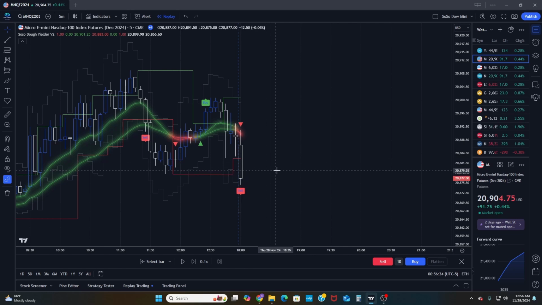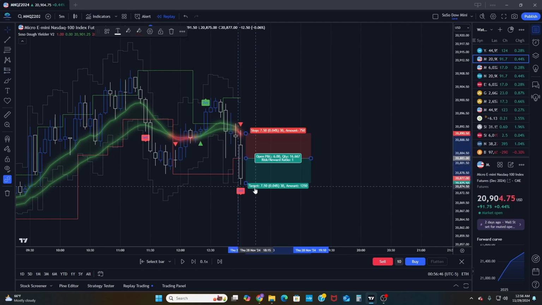Now, at this point, since we got the close below the level, we're safe to place a trade at the level that we broke. So I'm going to go ahead and place a short position. The level here is 20,883. Now for A trades, we're looking at the candle that broke the lower level and our stop loss line.